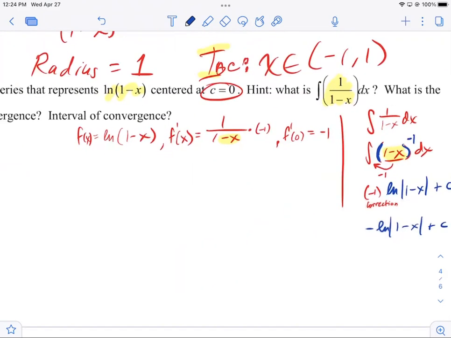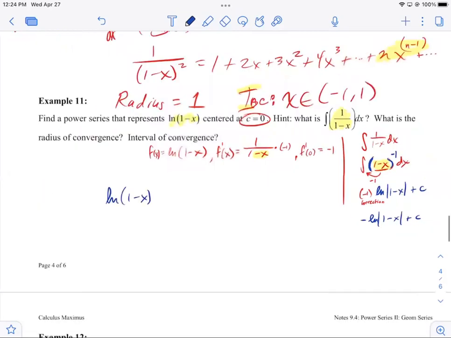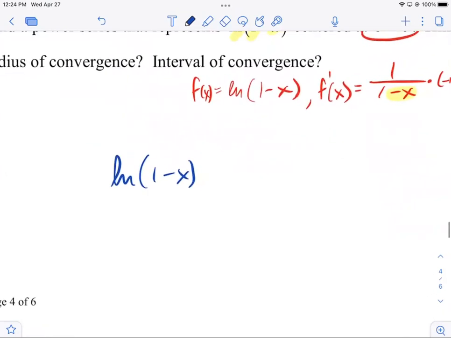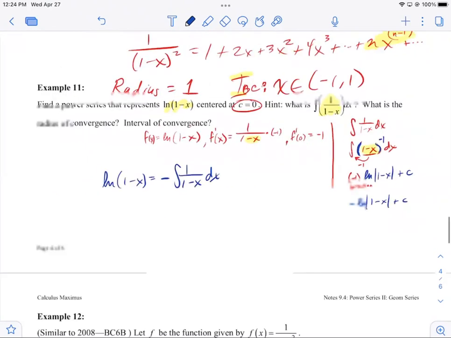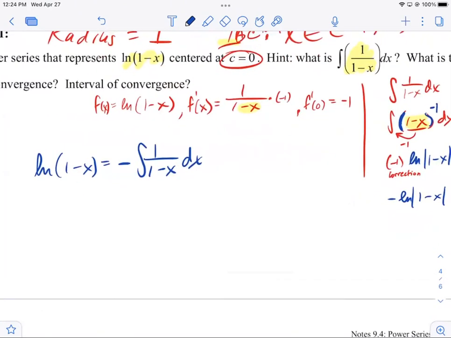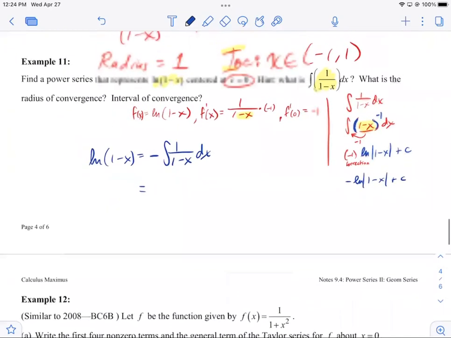So here we go. We'll say then that the natural log of 1 minus x, and we're going to see what values of x. It's centered at 0. So I'm sure that that's going to end up being, when we find the interval of convergence, we'll find values of x that work. It's going to be the opposite of the integral of 1 over 1 minus x. Okay, it's the opposite. And now all I got to do is take the antiderivative of all the sides.